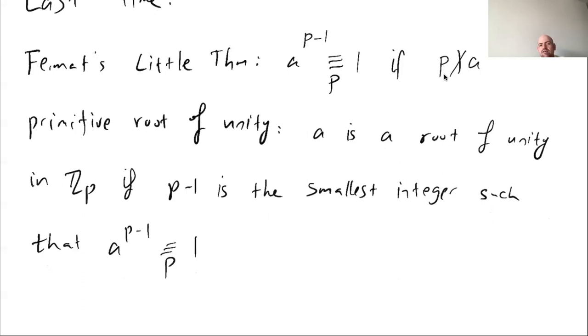Now, if a is not 0 in Zp, meaning a is not divisible by p, Fermat's little theorem guarantees that a to the power p minus 1 is congruent to 1. But the question is, is a raised to some power smaller than p minus 1 also congruent to 1? Or is p minus 1 the smallest power for which a to that power becomes 1? If p minus 1 is the smallest power, we call a a primitive root of unity in Zp. Otherwise, it's not a primitive root of unity.